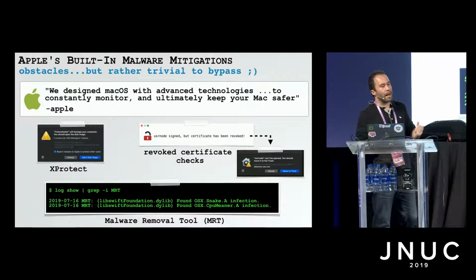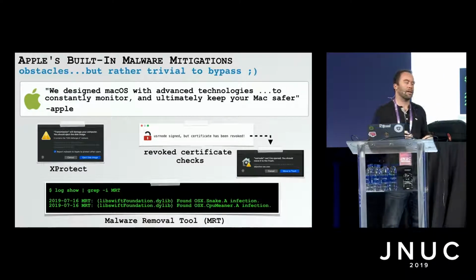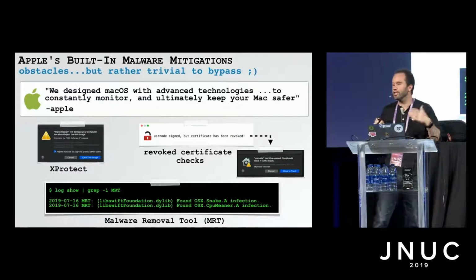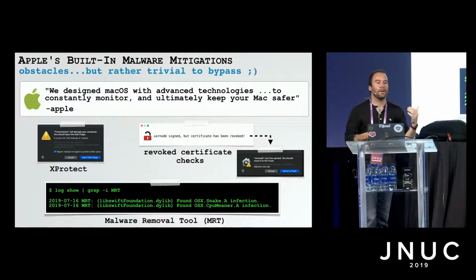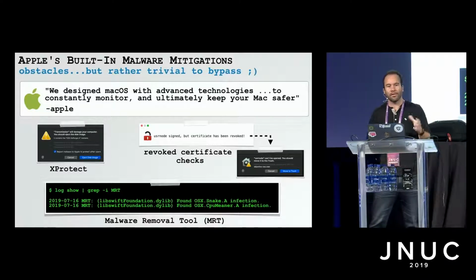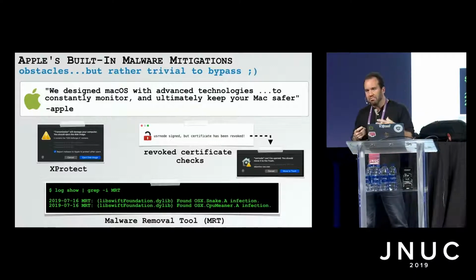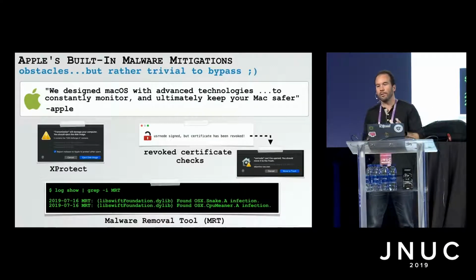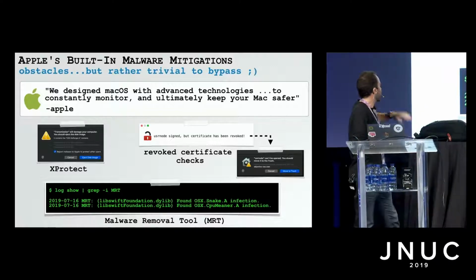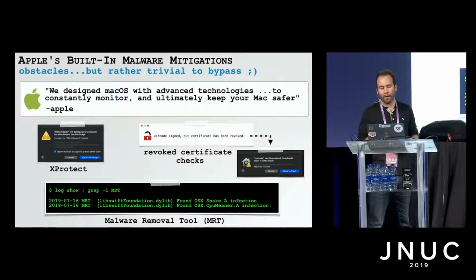So let's talk first about some of Apple's built-in malware mitigations. If you were in my talk yesterday, we covered some of these. We're briefly going to jam through these as well. Again, these are built-in security mechanisms in macOS that are largely designed to protect against malware attacks. And we'll see that while they're somewhat sufficient, they're also, unfortunately, pretty easy to sidestep. So we're going to talk about things like XProtect, revoked cert checks, and the MRT, or the malware removal tool.